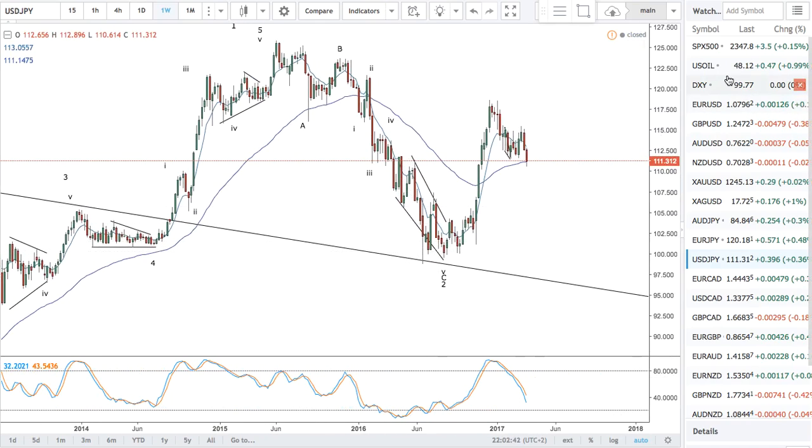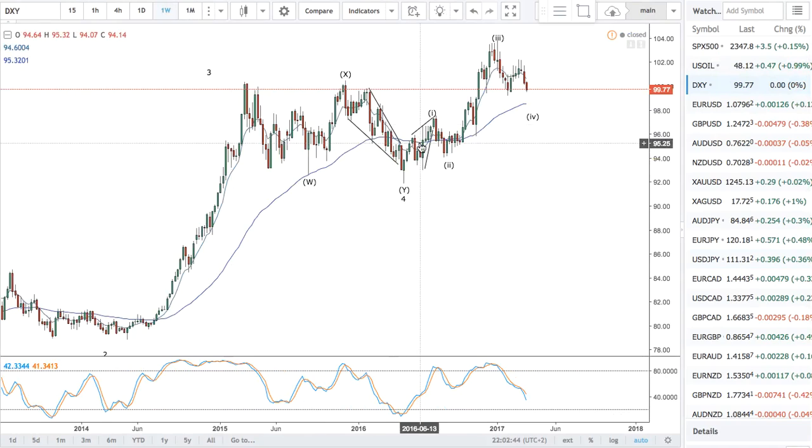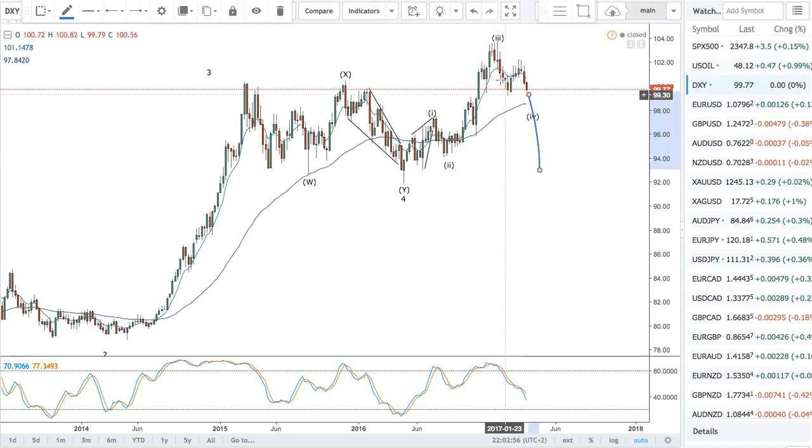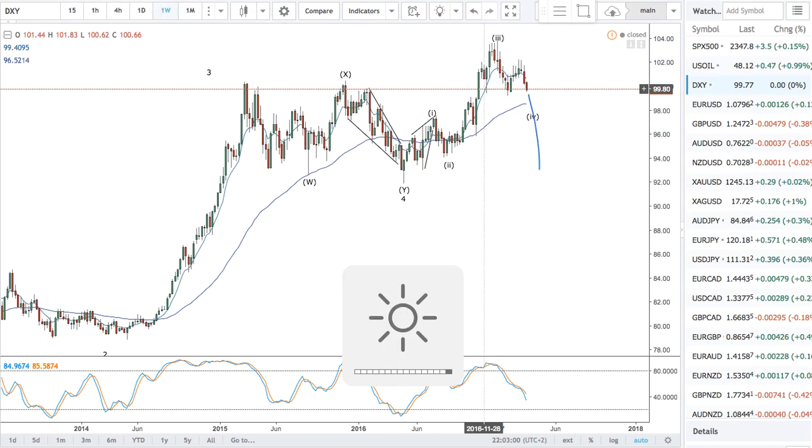I don't think the dollar has made a low yet. I don't see this, pardon me, has made a high yet. It hasn't made a low either. But I do not have a bearish sequence here. There would have to be some kind of unexpected drop here, and I would be forced to count this sequence as a leading diagonal, whereas now it's clearly a 3.